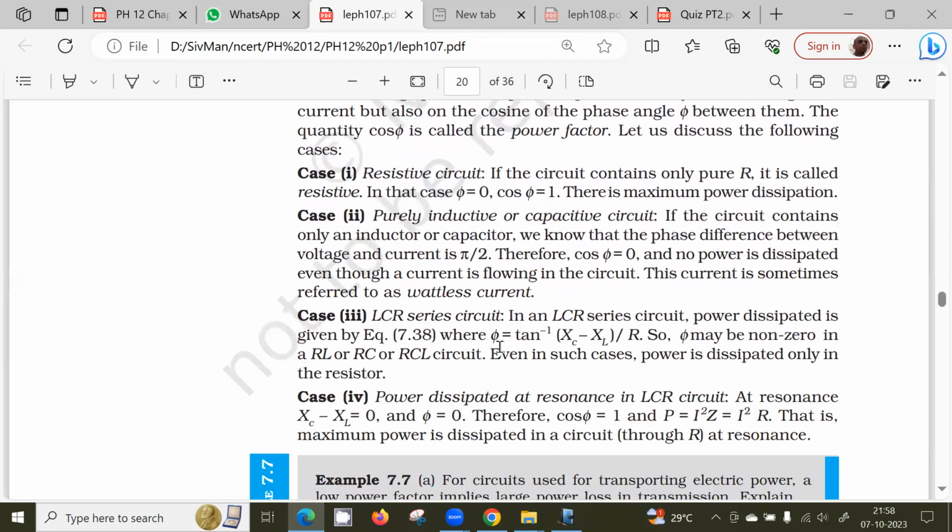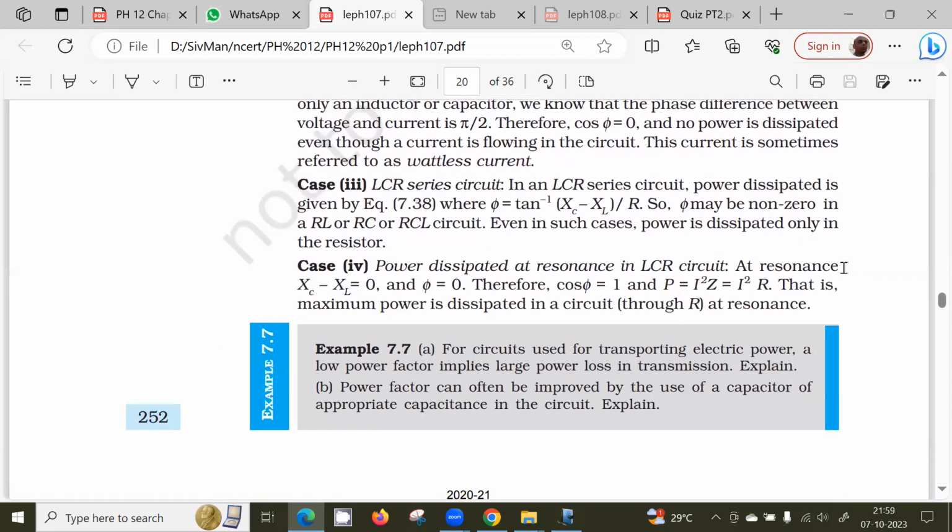But for a combination, this phi is in between 0 and 90 degrees, and that is given by tan phi equal to (XC minus XL) by R. Under resonance condition, XC and XL will go away. It's like a pure resistive circuit at resonance. At resonance, the Z will become a pure resistance, so the power will become I square R.